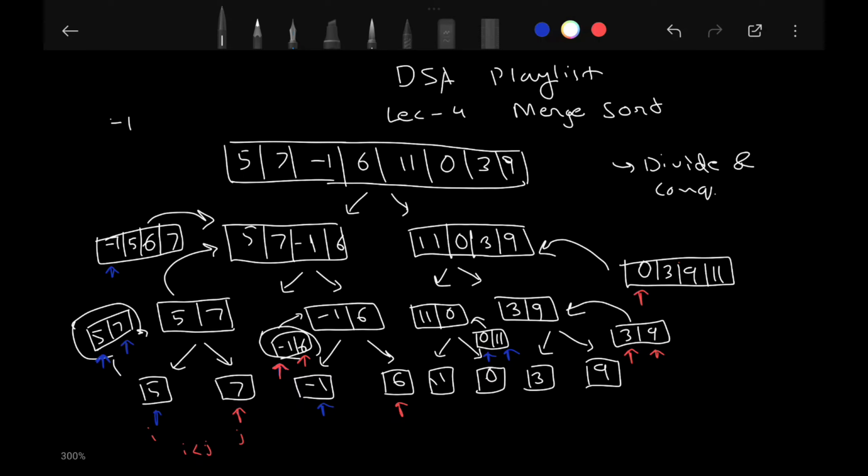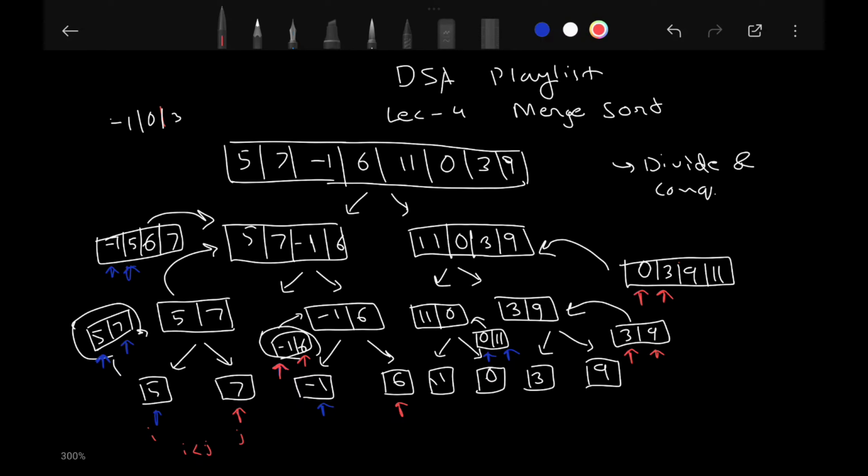Now tell me which is smaller. So i is incremented to 5. j remains here. j or i, which is smaller? Definitely j is smaller, so j needs to be put. Now j is incremented. Now 5 or 3, which is smaller? 3 is smaller, definitely. So 3 is put.